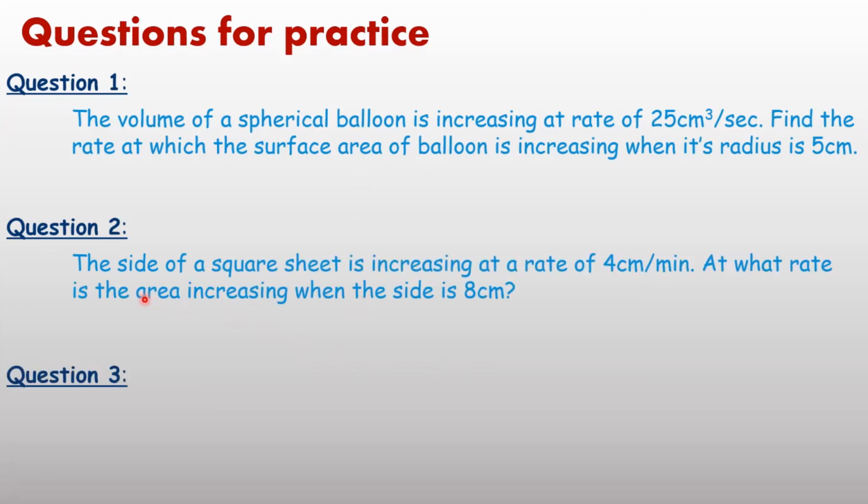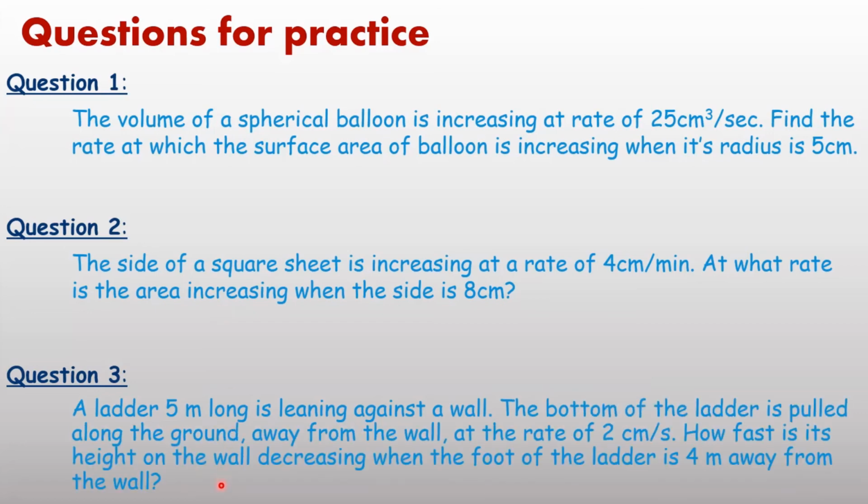In question number 2, the side of a square sheet is increasing. Let the side of a square sheet be x, therefore dx by dt is given as 4 centimeter per minute, and we have to find dA by dt. Same pattern, question number 3, which you have to complete and you have to submit your answer. So these three questions you have to solve and complete the answer.